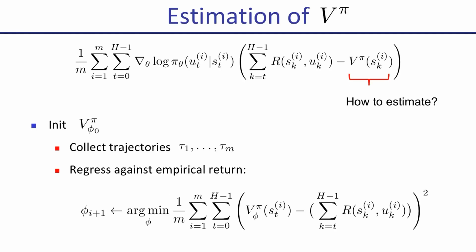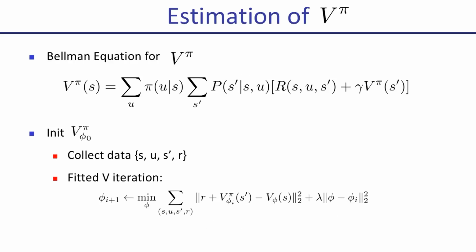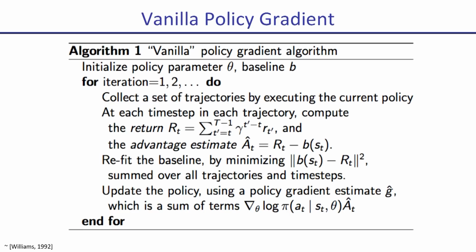So two alternative ways to do this: Monte Carlo approach to estimate the value function, or the TD approach that uses target values and iterates to get better and better value function this way. Let's look at a full algorithm. This is the vanilla policy gradient algorithm. I think this will be part of your lab 4 that you'll work through tomorrow.